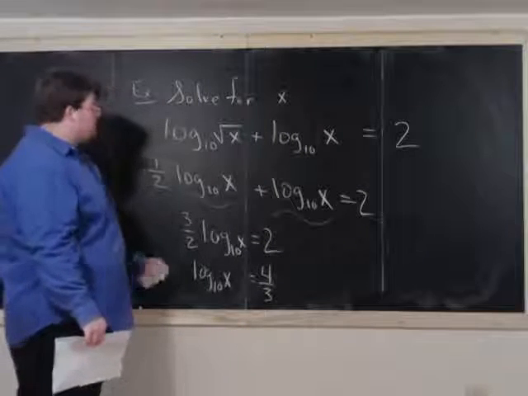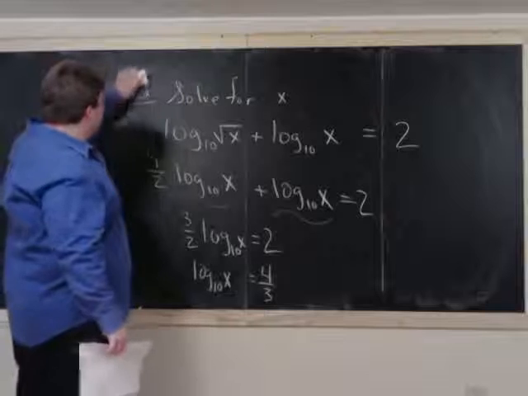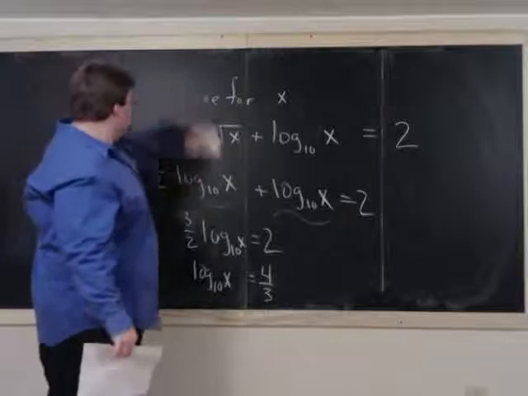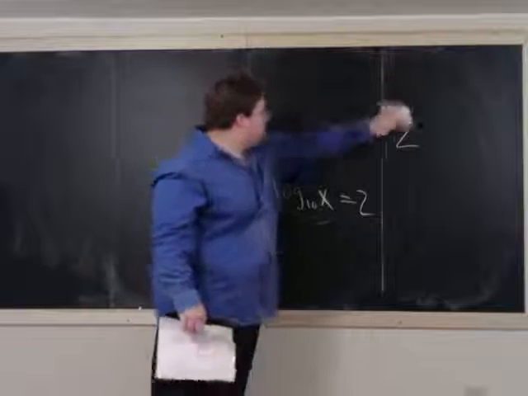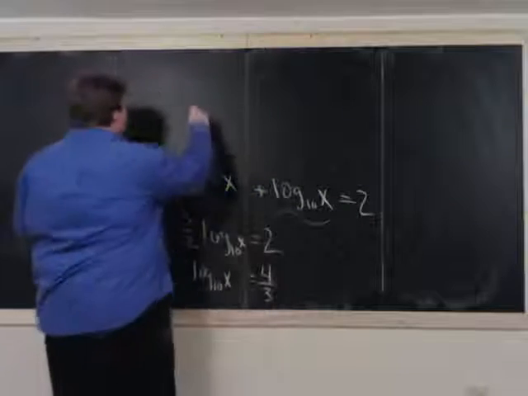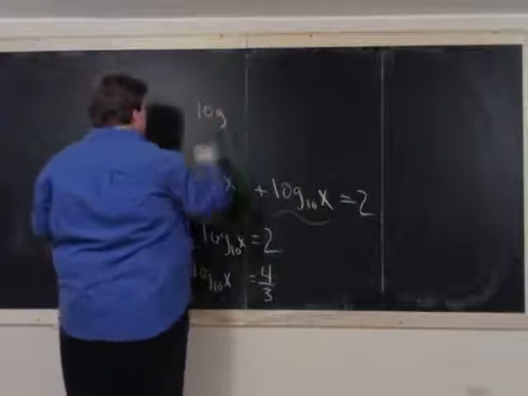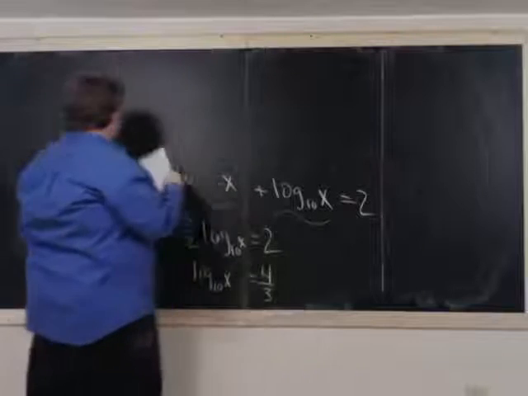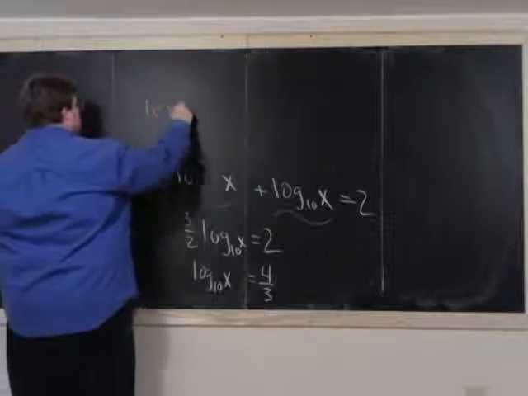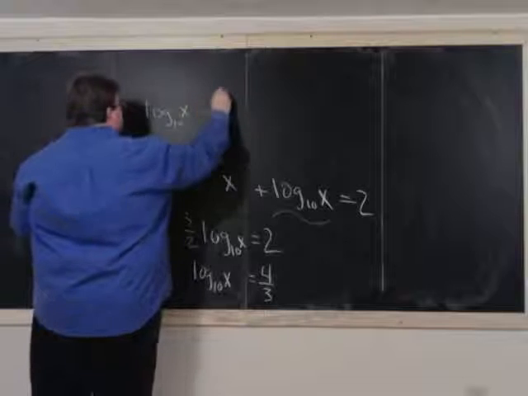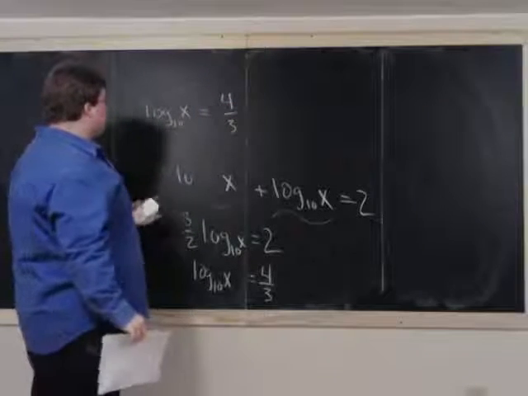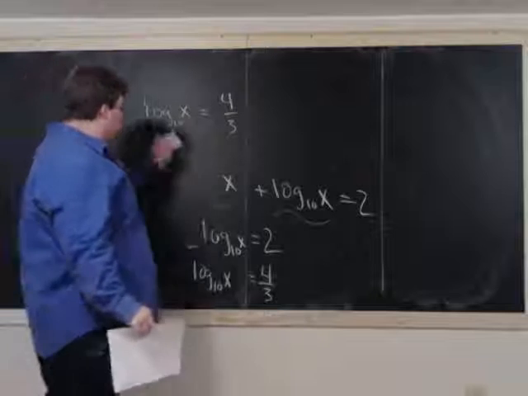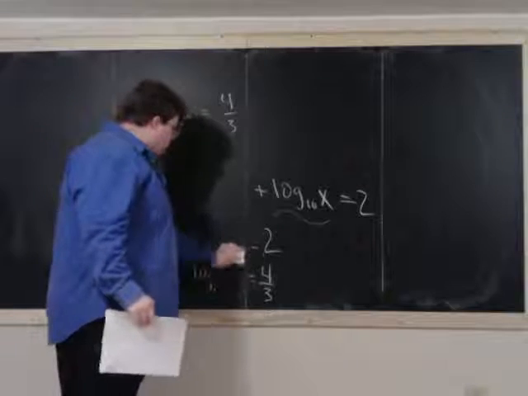Now how would we solve this for x? Well, I have to erase the top of this board because I'm at the bottom of the board now. How would we solve this for x? Let's just write it in the middle of one board. Log x with base 10 equals 4/3. We want to solve that for x. In other words, we want to get rid of this logarithm. How do we get rid of a logarithm?